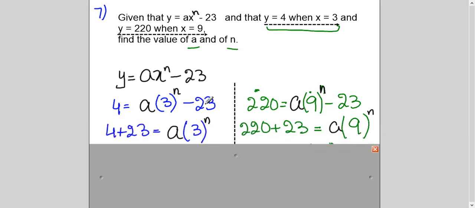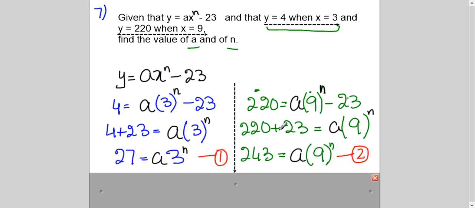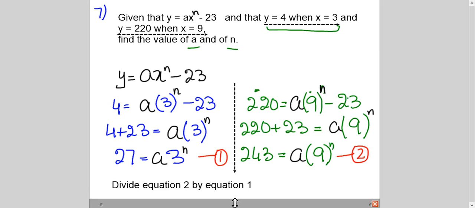Okay, so now simple algebra, I'm bringing 23 here and this 23 here. The rest is as it is. I'm not disturbing it. I'm solving two together. You can do one at a time. So 27 is equal to A times 3 power n. 243 is equal to A times 9 power n. Now you have to solve them simultaneously.